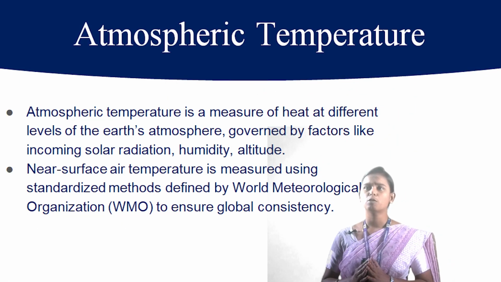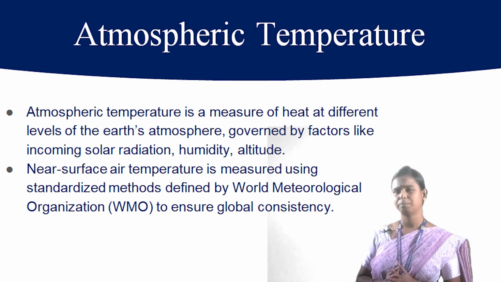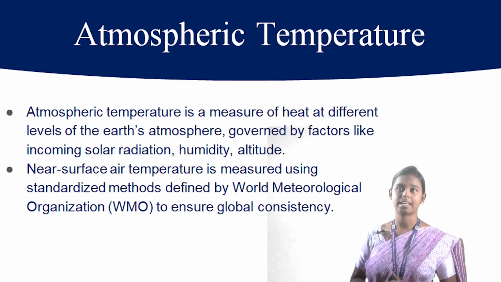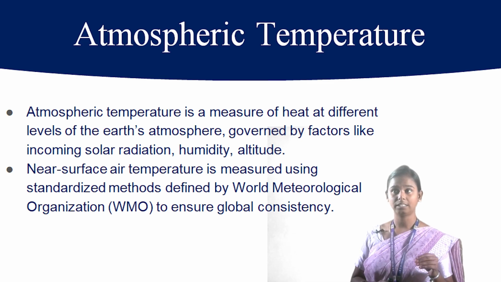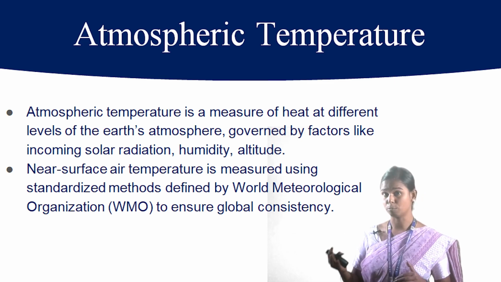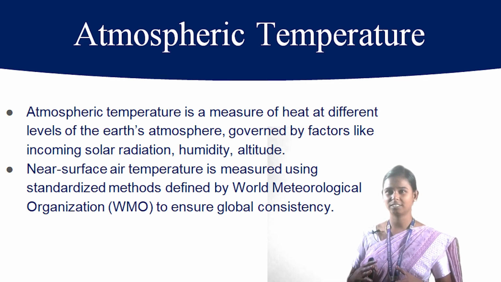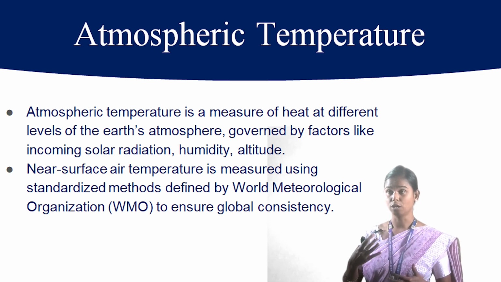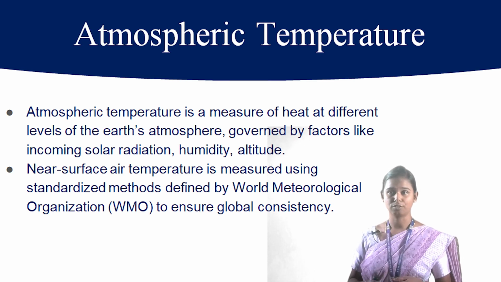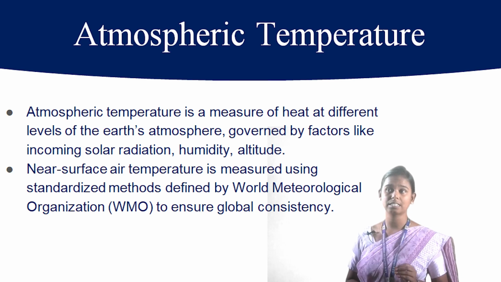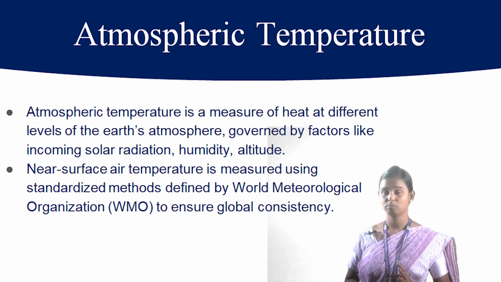Okay, atmospheric temperature. What is atmospheric temperature? Atmospheric temperature is a measure of heat at different levels of the atmosphere, governed by factors like incoming solar radiation, humidity, altitude, etc. Near the surface, air temperature is measured using standard methods defined by organizations like the WMO, the World Meteorological Organization, to ensure global consistency.